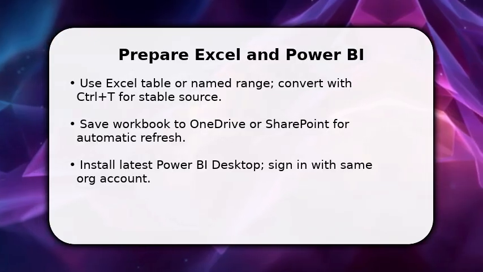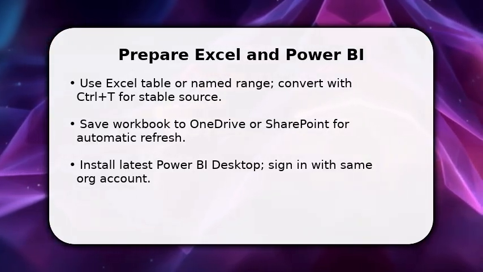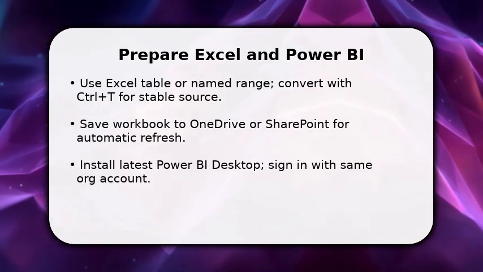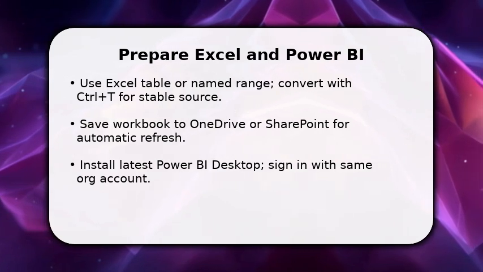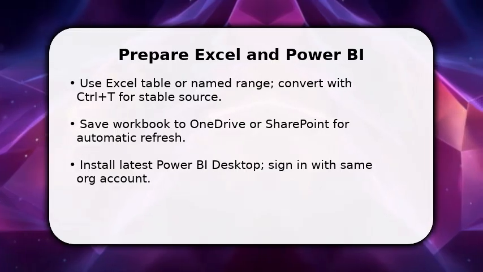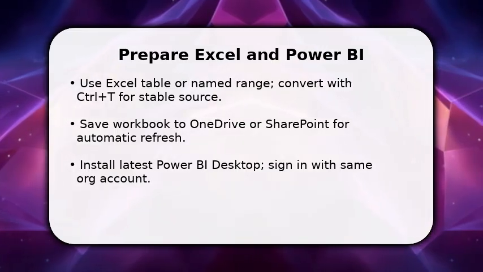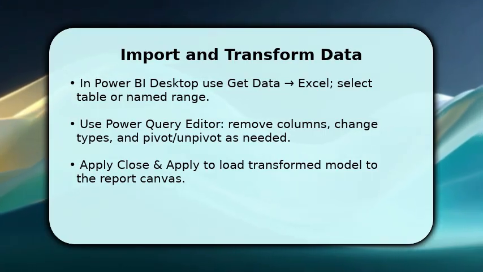Make sure you have Power BI Desktop installed and that you sign in with the same organizational account used for OneDrive. This avoids permission conflicts. Next, open Power BI Desktop and choose Get Data to begin linking your prepared workbook. In Power BI Desktop, use Get Data and select Excel, then pick the table or named range you created.